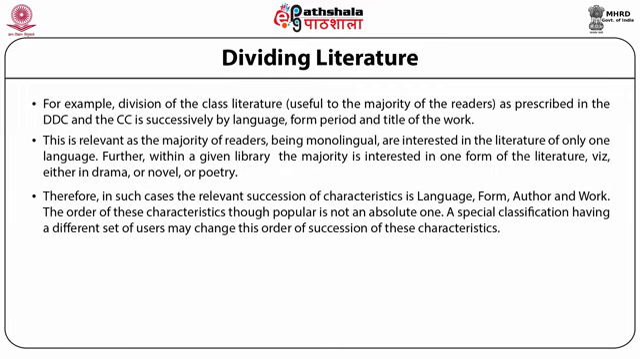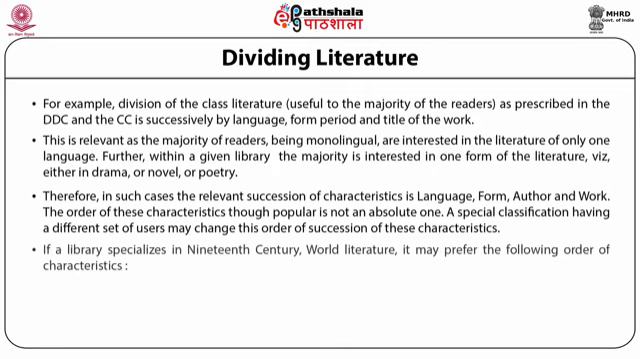The order of these characteristics, though popular, is not an absolute one. A special classification having a different set of users may change this order of succession of these characteristics, depending upon their purpose and needs. If a library specializes in 19th century literature or world literature, it may prefer the following order of characteristics: literature, period, language, and lastly form.